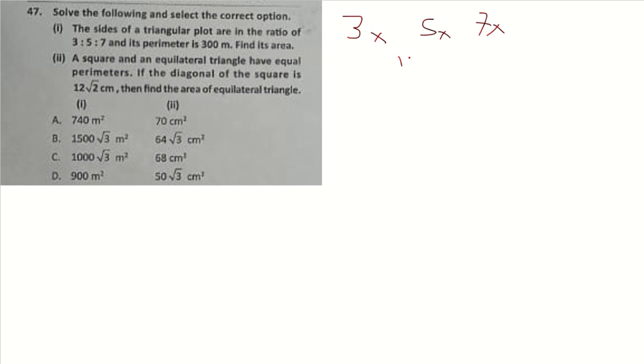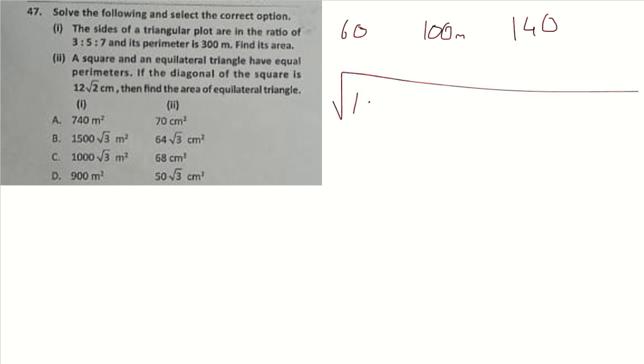So the sum is 15x is equal to 300 meter. X is equal to 20, and so our sides are 3x, 5x, and 7x, right? So 3 into 20, 60 meter, 5 into 20, 100 meter, and 7 into 20, 140 meter. We need to find the area of the triangular plot. So semi-perimeter is, we're going to use root s minus a, s minus b, s minus c. So 140 plus 100, 240 plus 60, 300, half of it, 150.